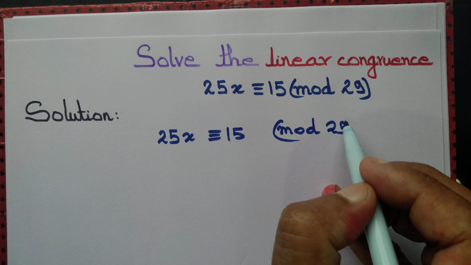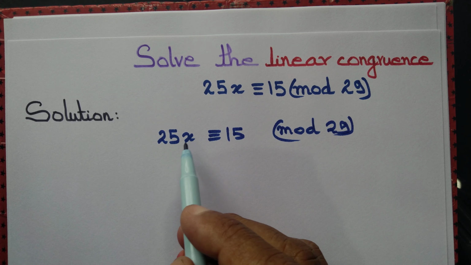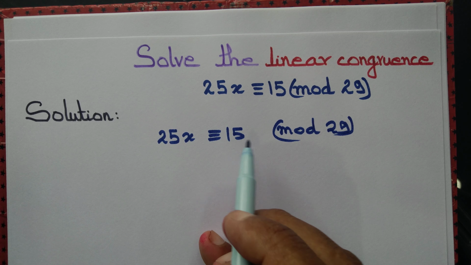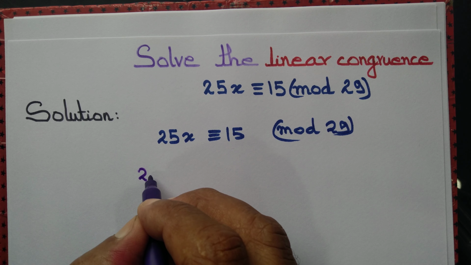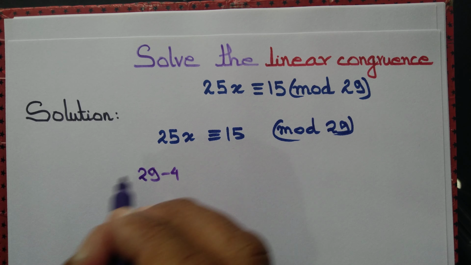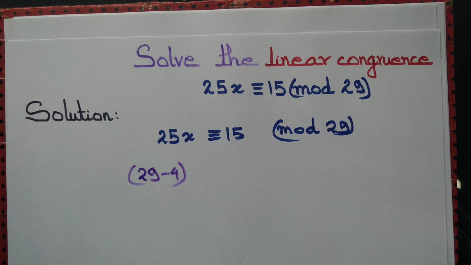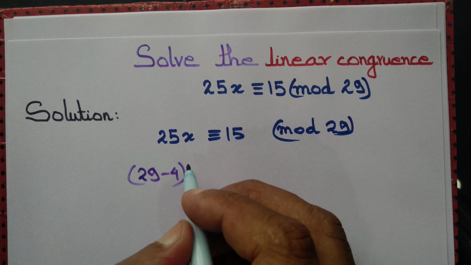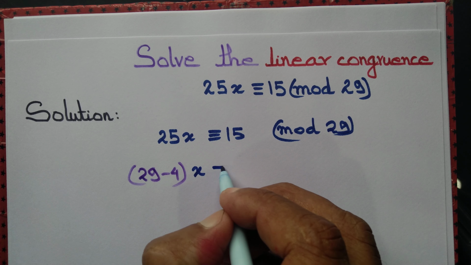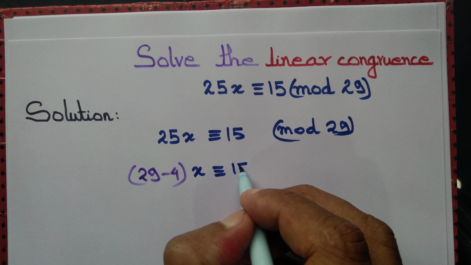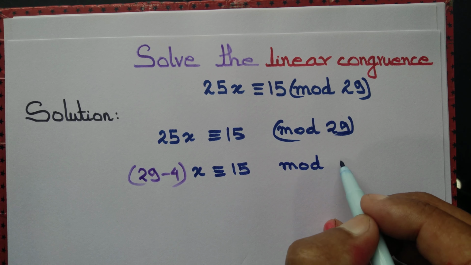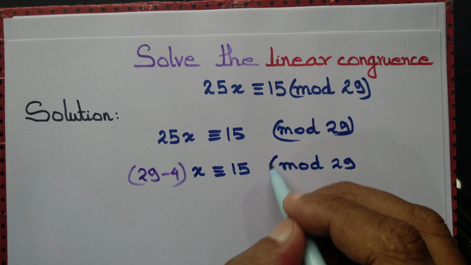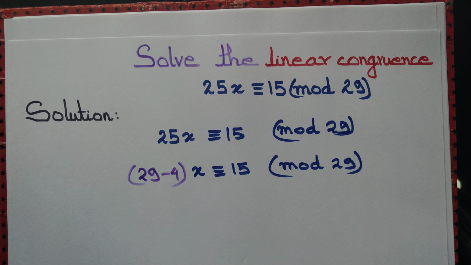Remember, basically, we want an integer x such that 25x minus 15 is divisible by 29. So we write 25 is 29 minus 4. I repeat, we just wrote 25 is 29 minus 4. Rest of the expression we simply copy as it is. 15 copied, modulo 29 copied.